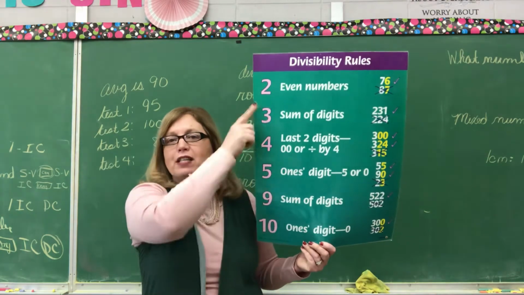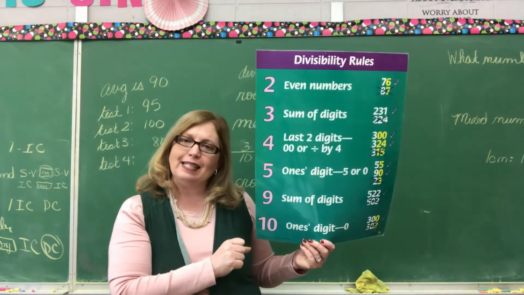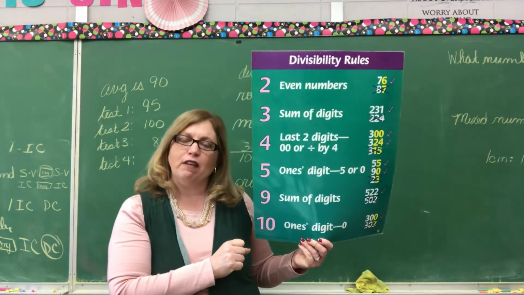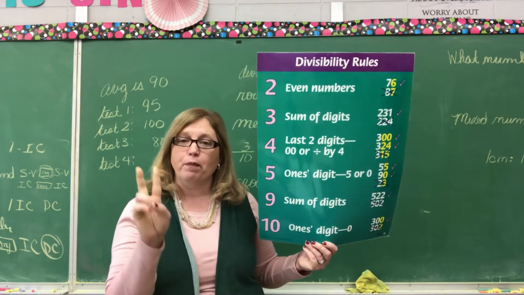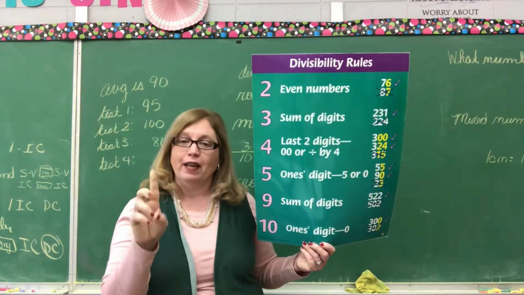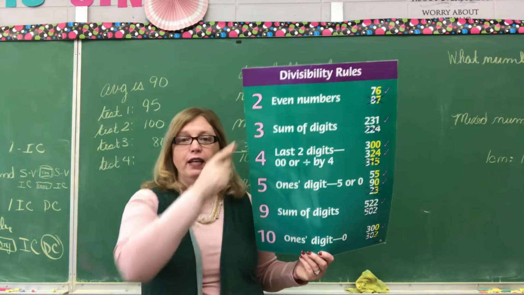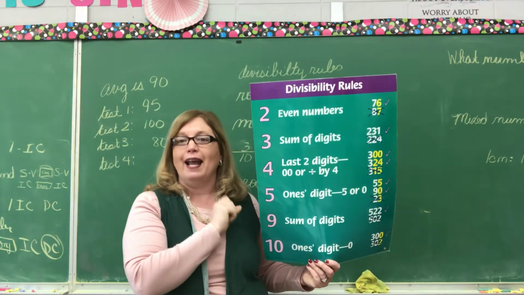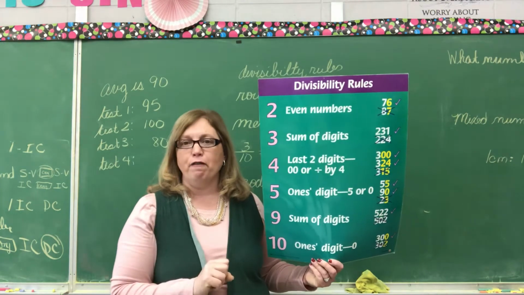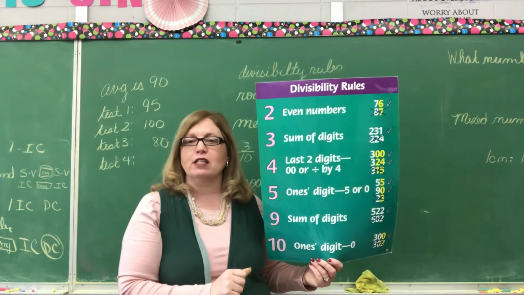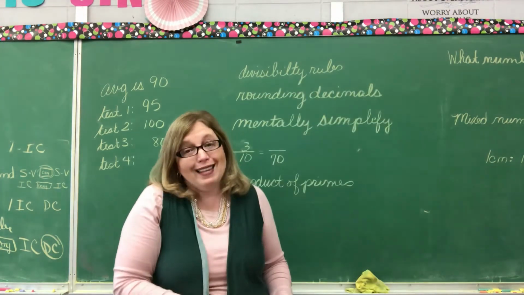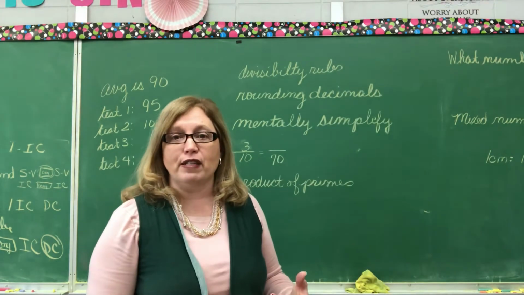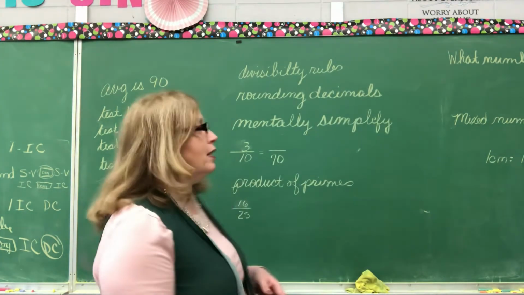Now there is one that's not on our poster, and that is a 6. A number is divisible by 6 if both things are true. 1, if it is even, so it ends in a 0, 2, 4, 6, or 8. And if the sum of the digits are divisible by 3. Then that number is divisible by 6. So look at the next thing.